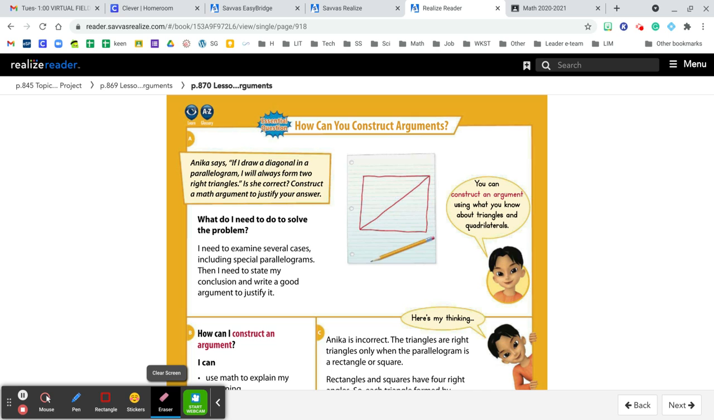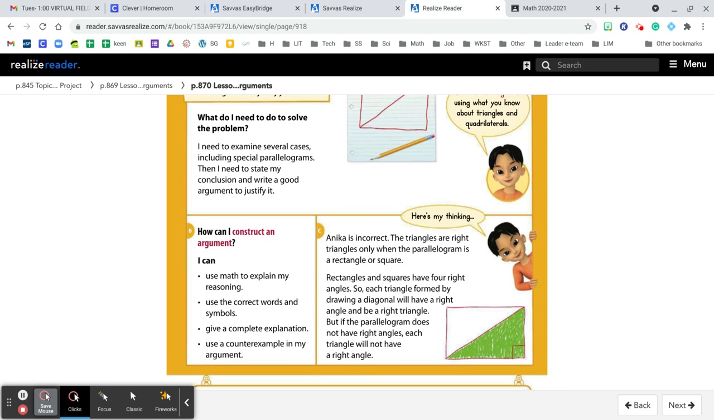The same goes with constructing arguments for geometry. It might work for one shape, but try several other shapes that fit into the same category. So you need to examine several cases, including special cases, and then you can state your conclusion. Then you can make an all or nothing kind of statement. Anika is incorrect. The triangles are right triangles only when the parallelogram is a rectangle or a square.